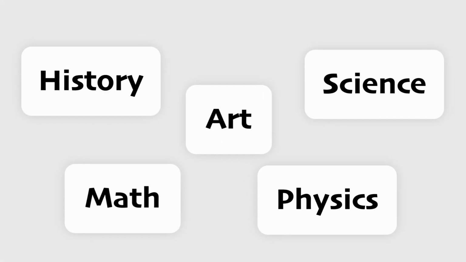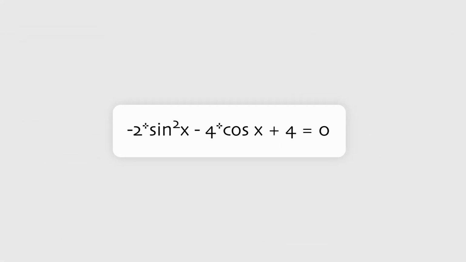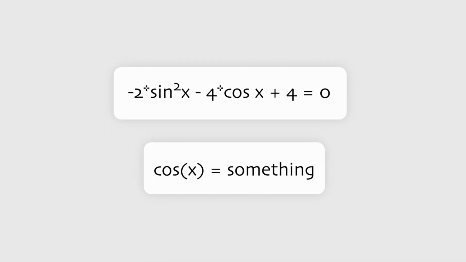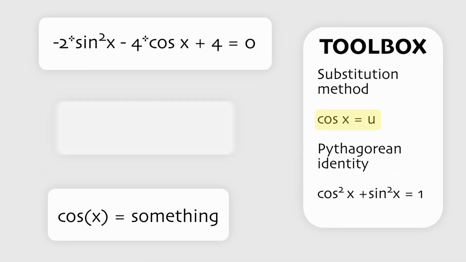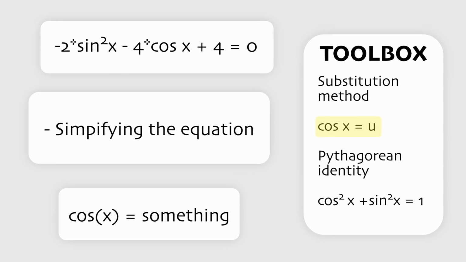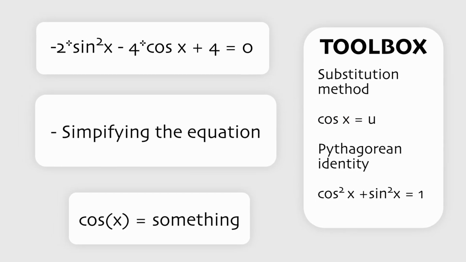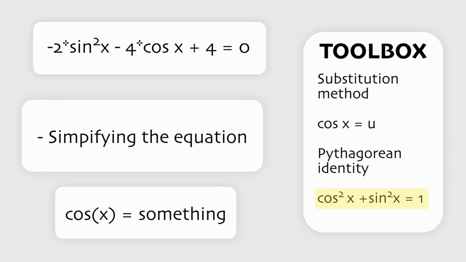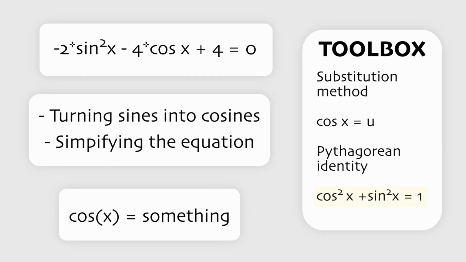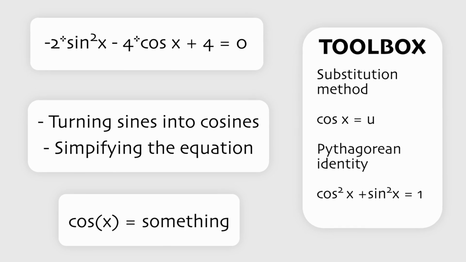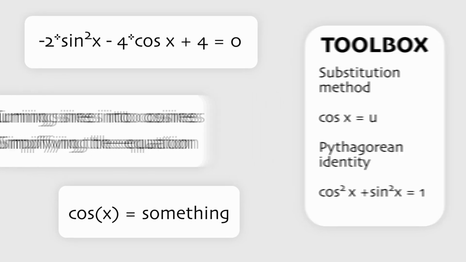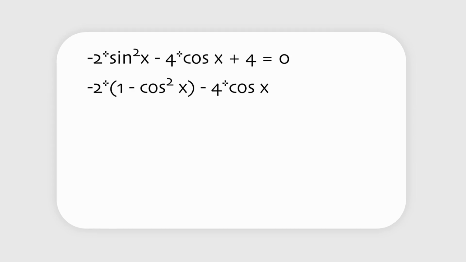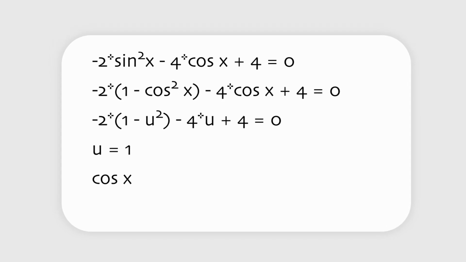Let's say I want to solve this equation. My end goal is to end up with something like this, that I can easily solve. To do it, I can use the substitution method from my toolbox. However, that only works when everything is either a sine or a cosine. But hey, I can use the Pythagorean identity, also in my toolbox, to turn sines into cosines. Now that I have a path, solving the equation won't be as confusing. Or maybe it will.